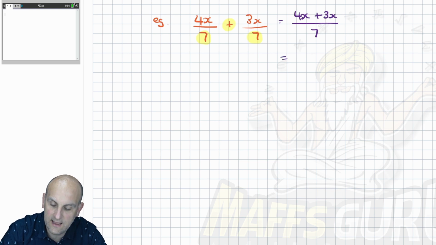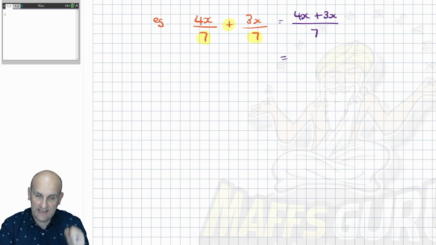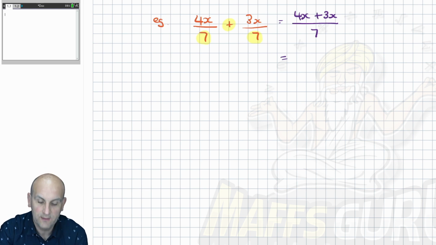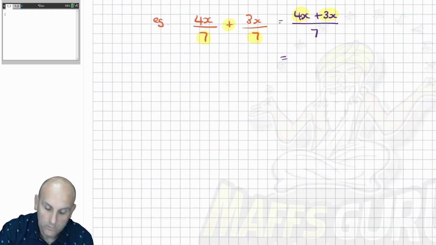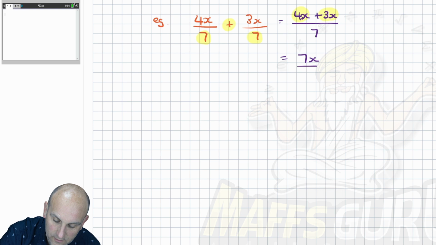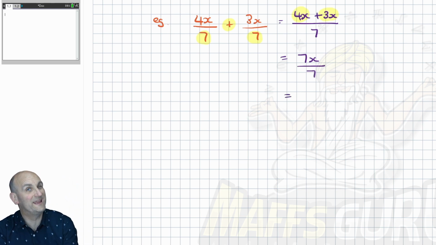Hold on a moment. Now we've got to do our check. We don't just leave it there. We have to keep checking now. Extra stages. Are these like terms? Of course they are. I've got 4 xylophones and 3 xylophones, which means I have 7 xylophones divided by 7. And I'm going to put an equal sign there and say, can we do anything here now?